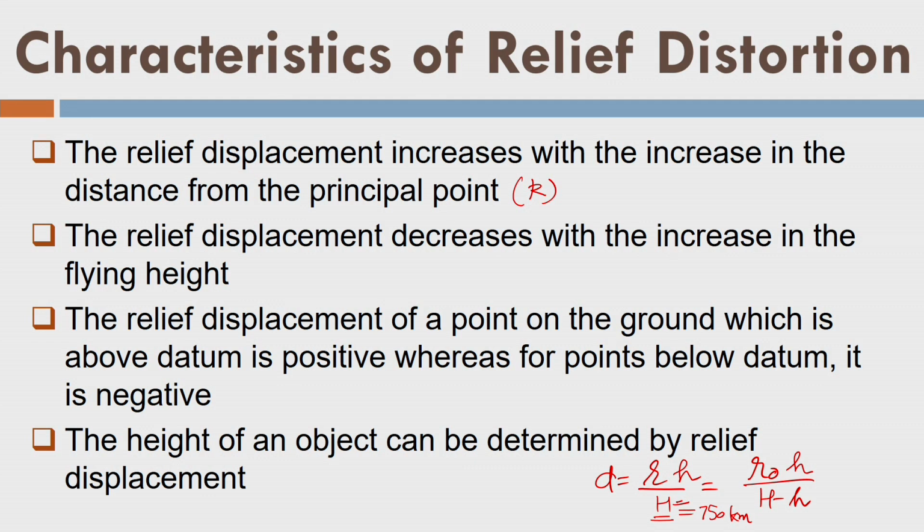But in the case of aerial photogrammetry, I will have relief displacement, and if I somehow measure the height of the buildings or the height of the terrain points with respect to the datum, I can prepare the 3D map. Okay. The height of an object can be determined by relief displacement, and let us see how.